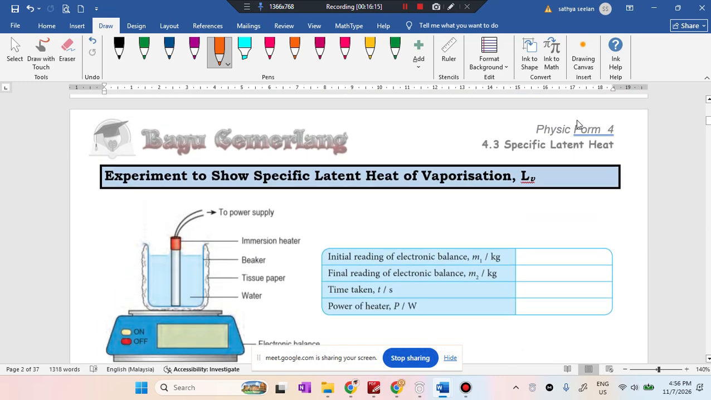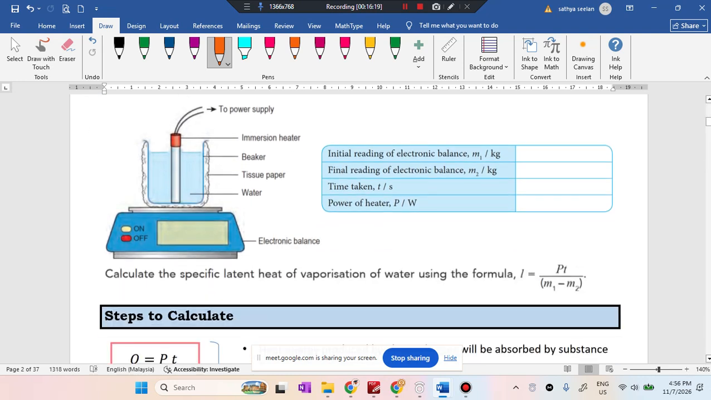Kalau you nak gunakan vaporization pun sama. Dia punya setup macam ni. Kita akan letak beaker, water semua. Kita guna tissue paper to wrap. Why? Because to reduce heat loss to the surrounding. Tulis to reduce heat loss to the surrounding.